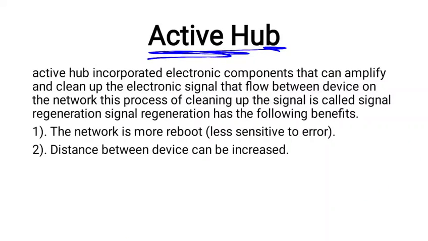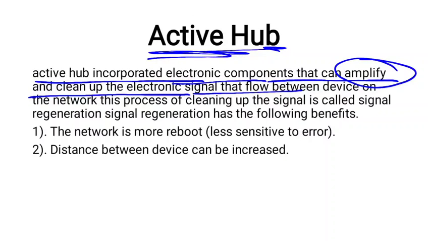Now what will an active hub perform? There are multiple points. An active hub incorporates electronic components that can amplify and clean up the electronic signals. Is that clear? The first point is that active hubs have amplification available. So whenever we are using an active hub, it will amplify the signal which is coming from the ISP, internet service provider. Whatever information is coming from the server is amplified by this active hub, and after amplification this active hub provides the information to the computer system.